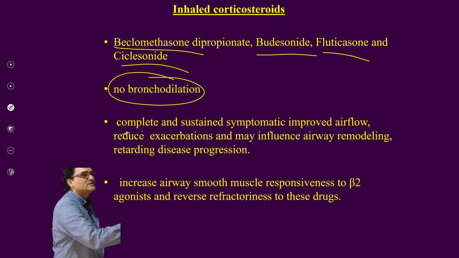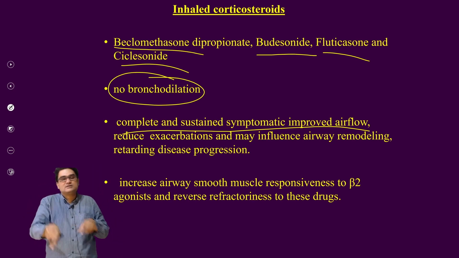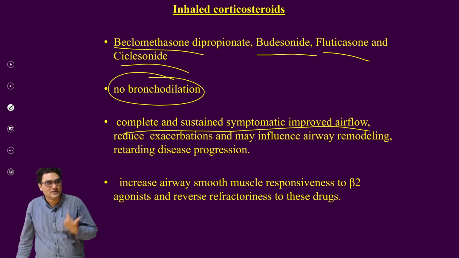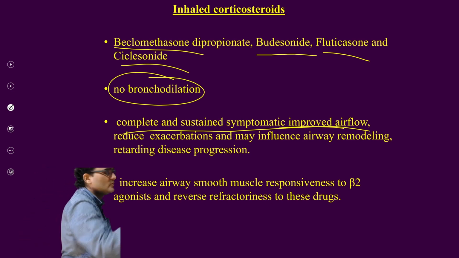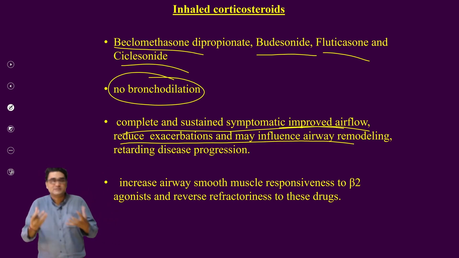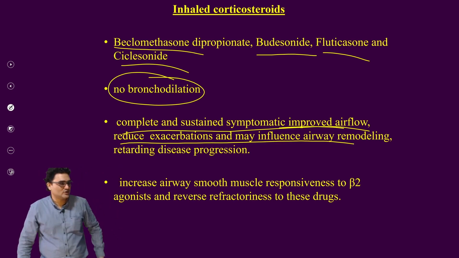So complete and sustained symptomatic improvement. So they are used in the maintenance. So in a sudden attack, you have to use the fastest acting drug, that is beta agonist. Okay, so complete and sustained symptomatic improvement, the airflow obstruction is reduced. All the changes happening in the lungs secondary to inflammation are reduced by using corticosteroid.